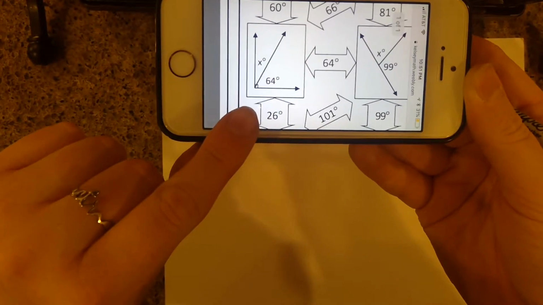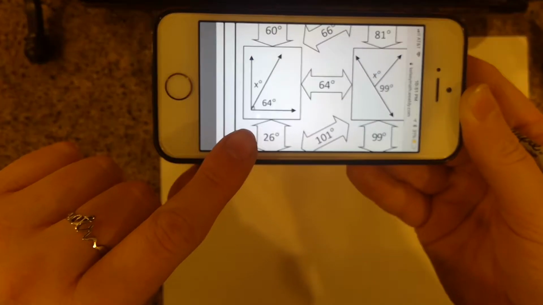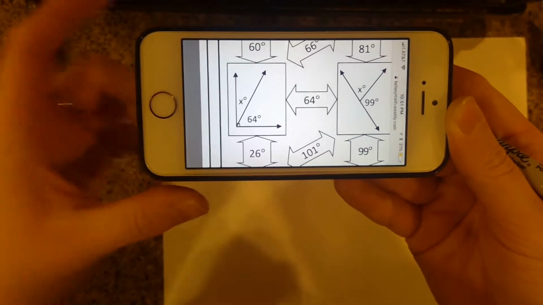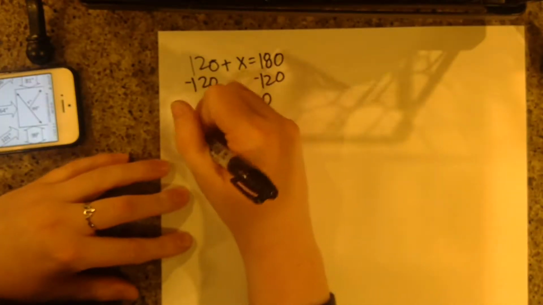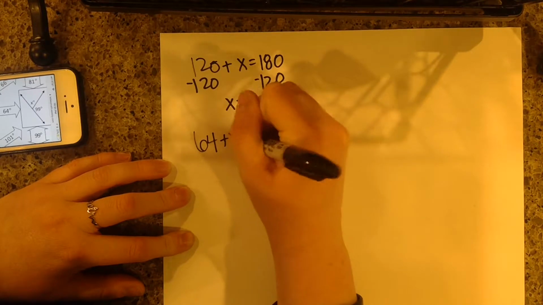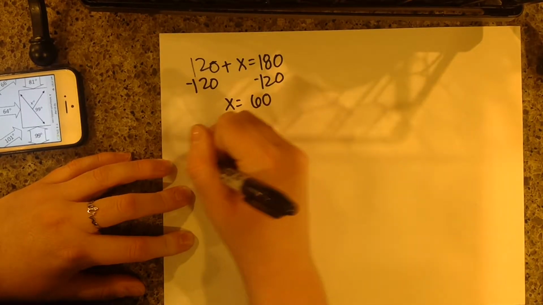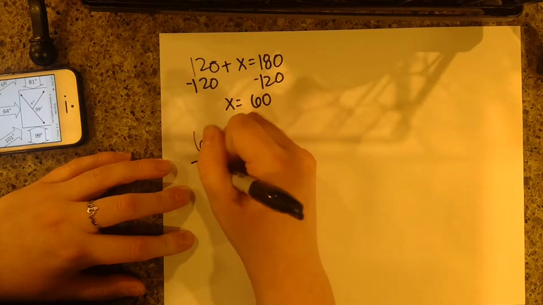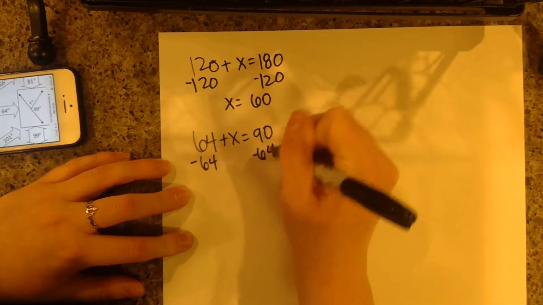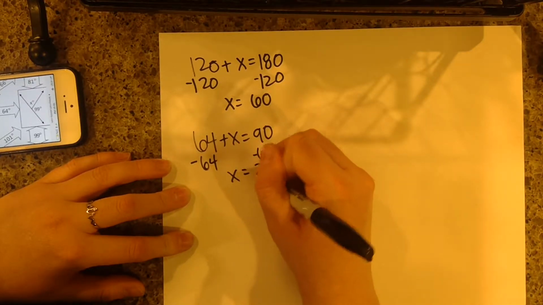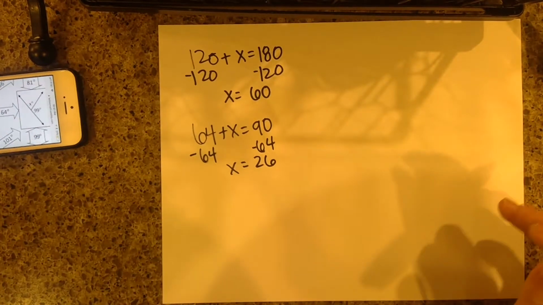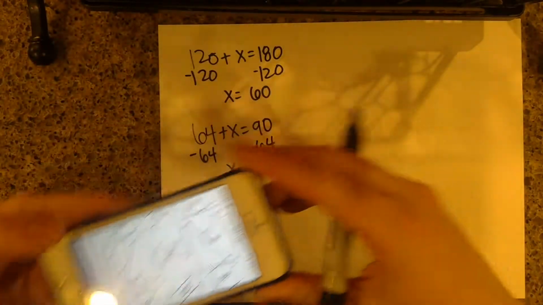If it looks like this, then these are complementary. So that means that they add to 90 degrees. So you would do 64 plus x equals 90. Then you subtract 64. So then you would know x equals 26. So that's how you do this one.